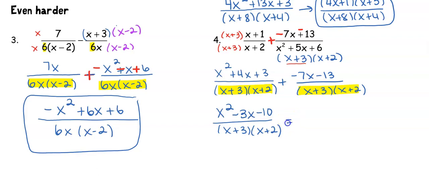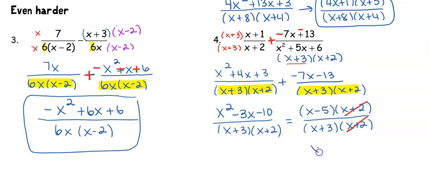So I need to factor this. If I'm multiplying to a negative 10 and adding to a negative 3, that's a negative 5 and a positive 2. And when I factor those pieces out, I see that I can cancel x plus 2 and x plus 2. So my final answer is x minus 5 and x plus 3.